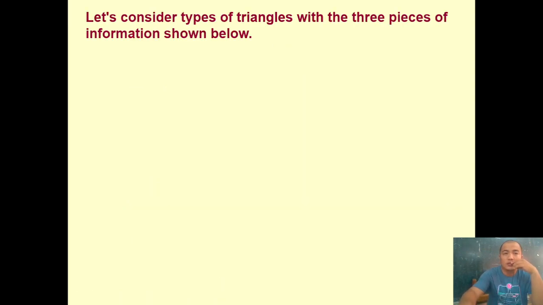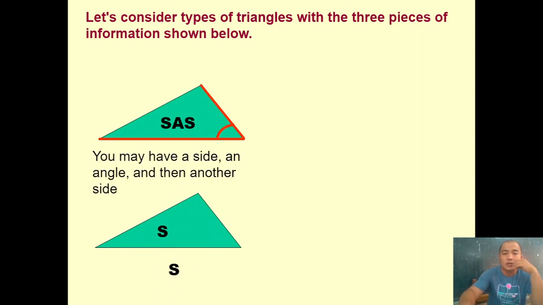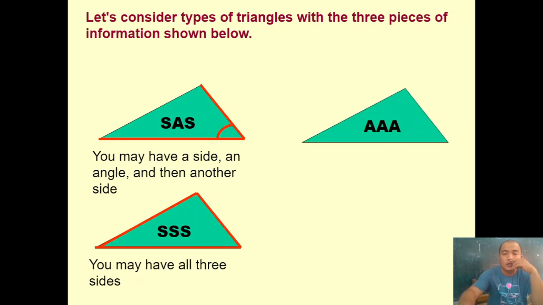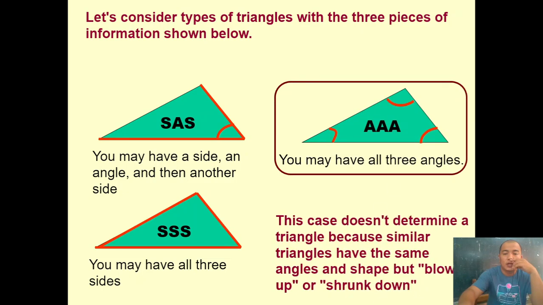So let us consider types of triangles with three pieces of information shown below. You may have a side and an angle, then another side, and another. You may have all three sides. You may have all three angles. This case doesn't determine a triangle because similar triangles have the same angles and shape but are blown up or shrunk down. So this will not be included for the law of cosines. Only SAS and SSS.